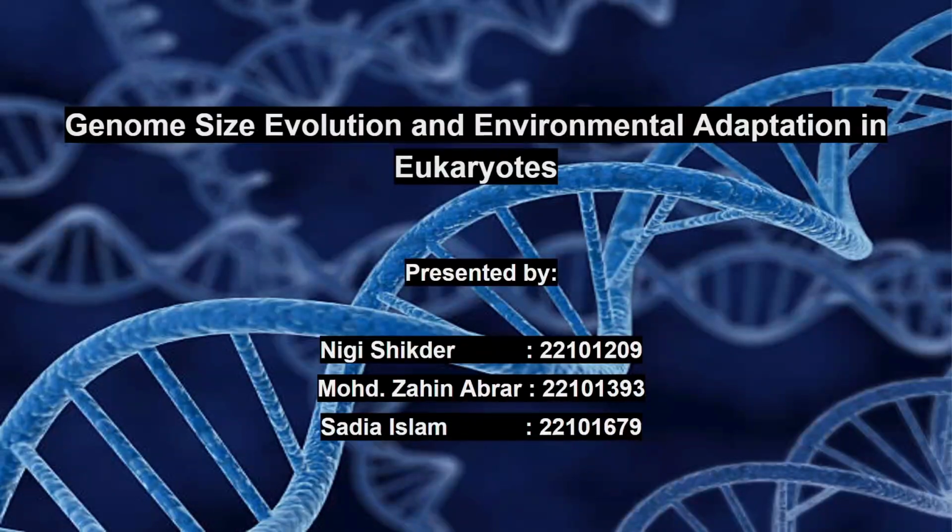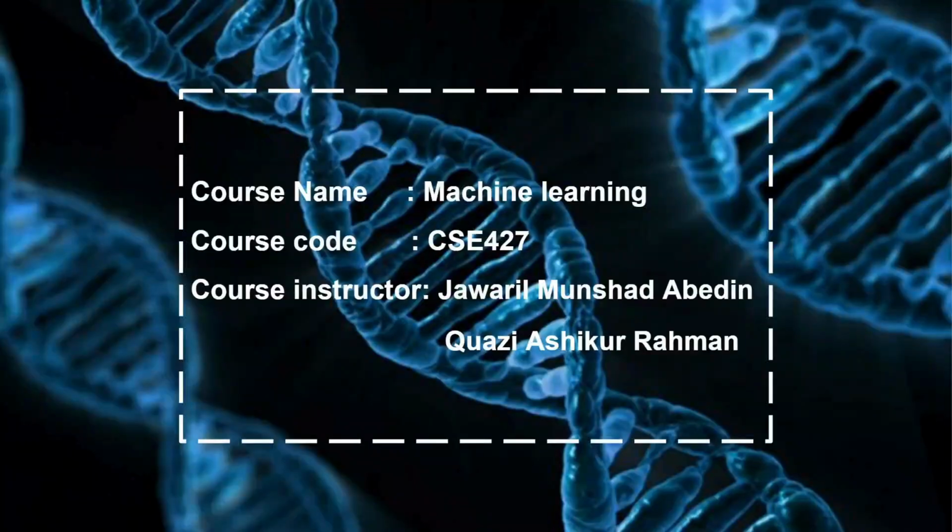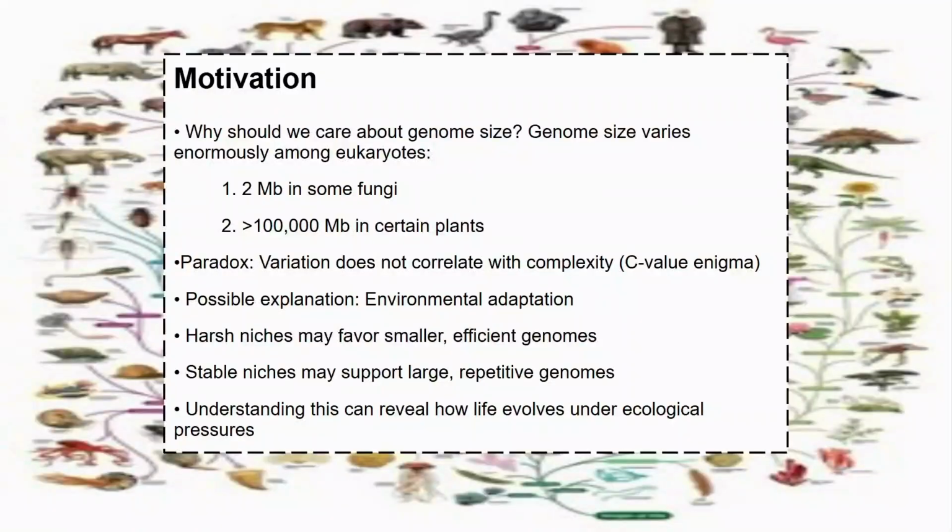This study explores how genome size differs across eukaryotes and how these differences might be driven by the environments they live in. We combine statistical analysis, machine learning, and evolutionary simulations to better understand the role of genome size in adaptation. Why should we care about genome size?